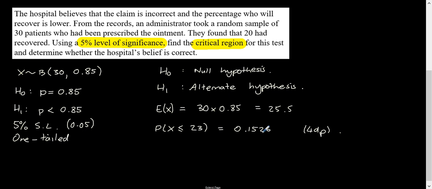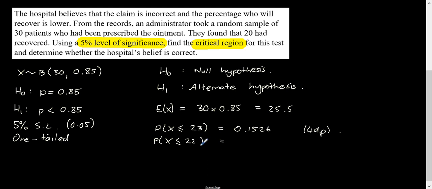Once we get a probability from this that is less than 0.05, which comes from the significance level, that is our boundary. That is the number that makes a significant result. So at this point, 23 patients out of 30 isn't significantly lower than 25.5 to create any concern, because the probability of that happening is 0.15. We need to keep going until we find a probability that is less than 0.05.